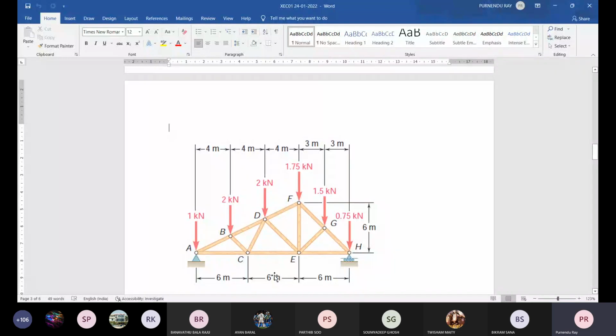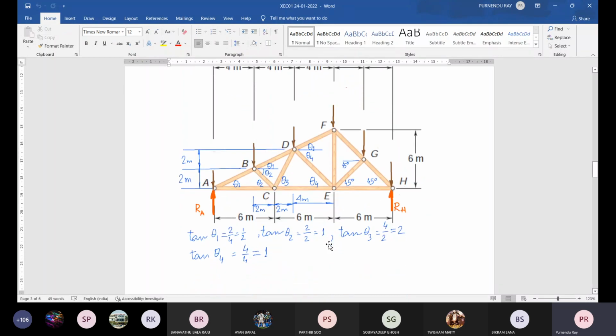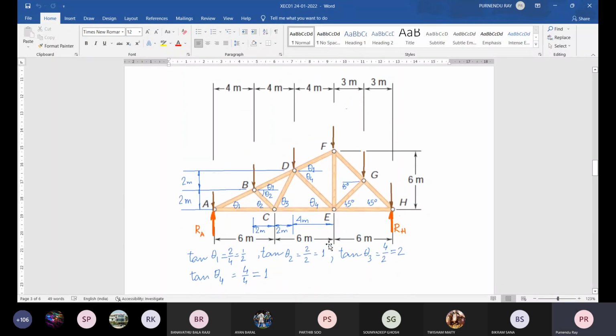If we do not go for any special observation about this, just simply start from the conventional way, that is the overall equilibrium of this, to find the reactions. Now before that, to determine the reactions, one thing we do is look at the geometry of this structure, and from the geometry we calculate these things.